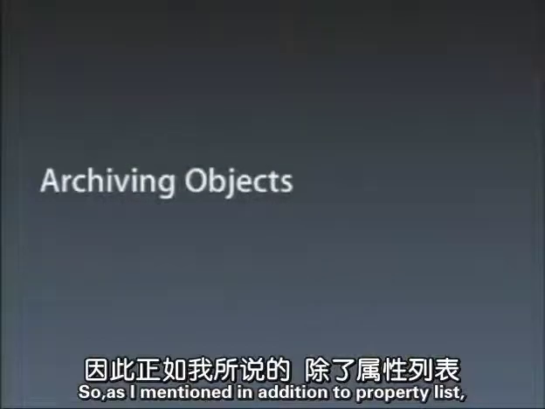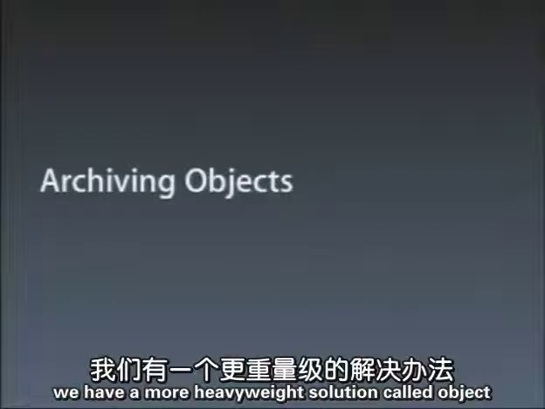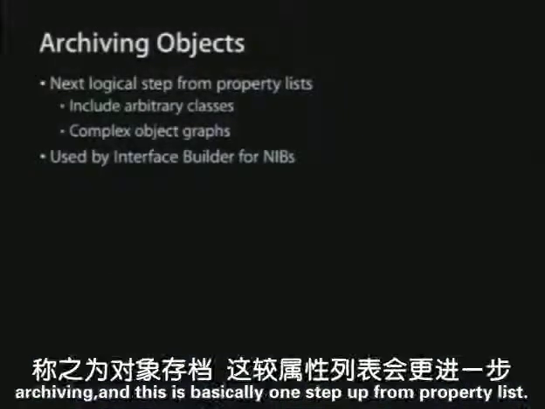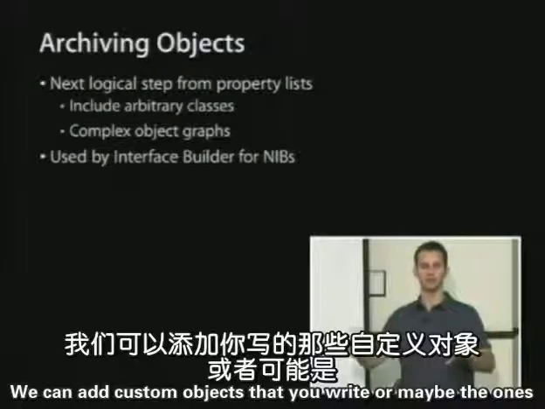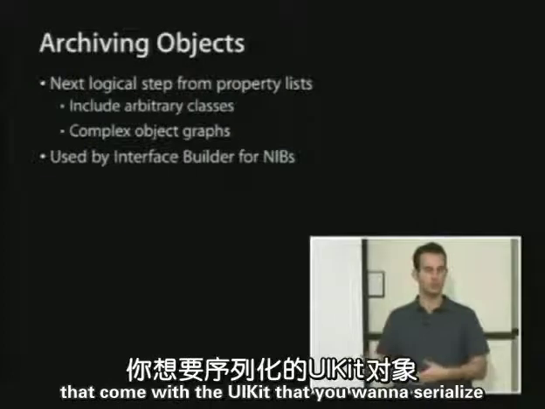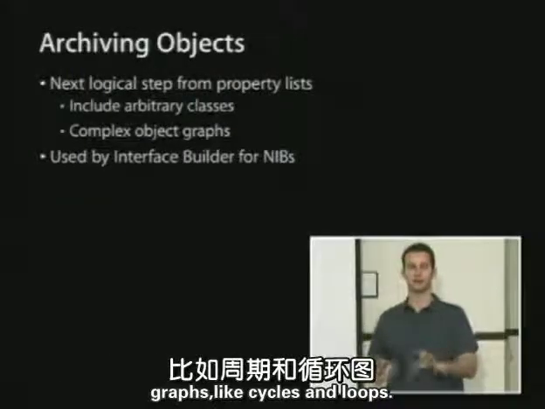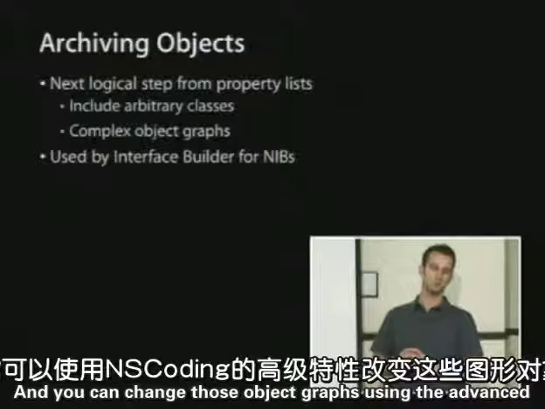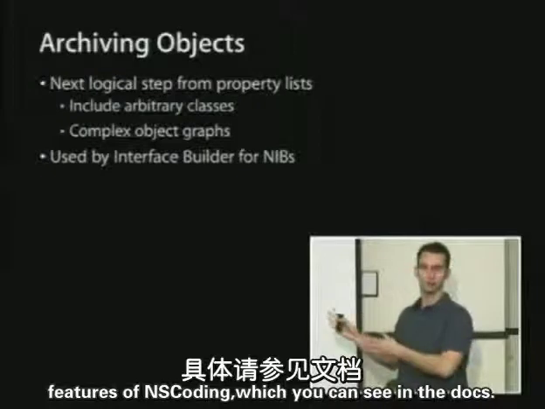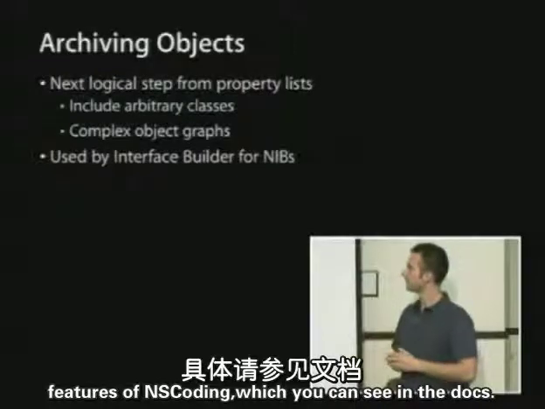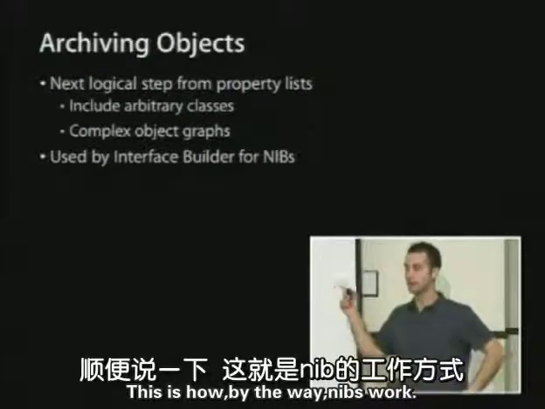So as I mentioned, in addition to property lists, we have a more heavyweight solution called object archiving. This is basically one step up from property lists. We can add custom objects that you write, or maybe the ones that come with UIKit, that you want to serialize into these files. And you can actually do complex object graphs, like cycles and loops. You can change those object graphs using the advanced features of NSCoding, which you can see in the docs. This is how, by the way, nibs work.